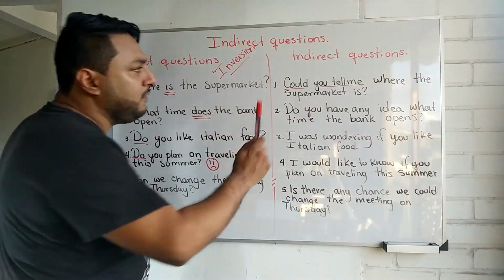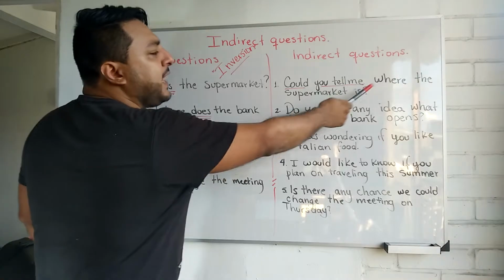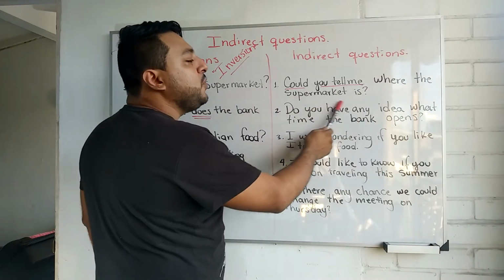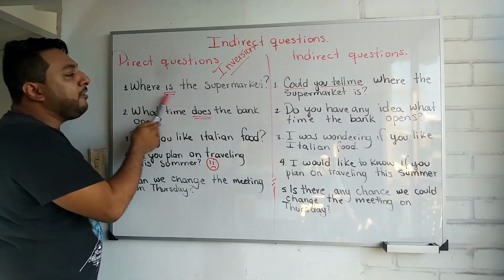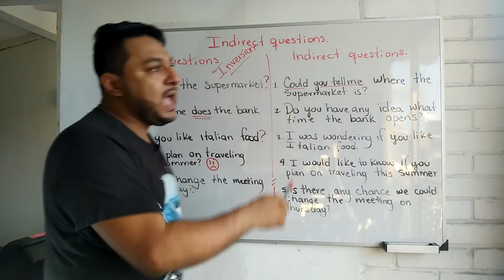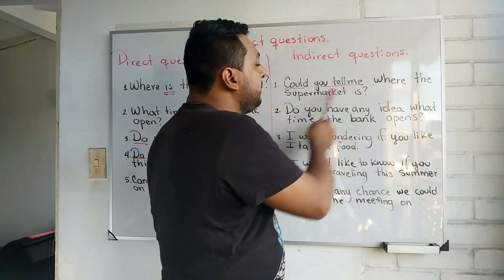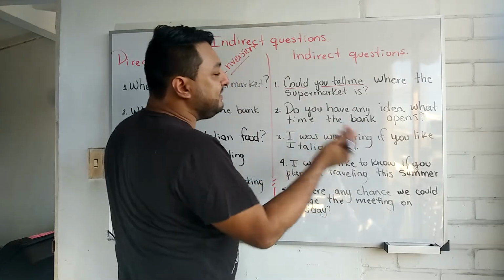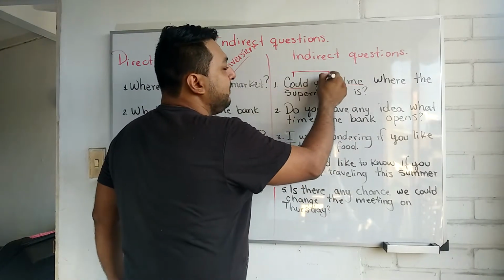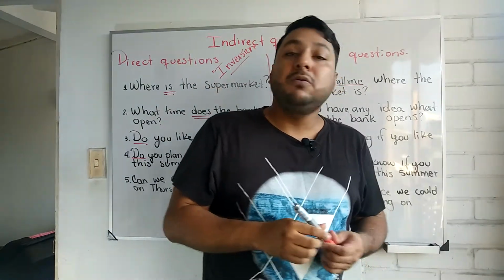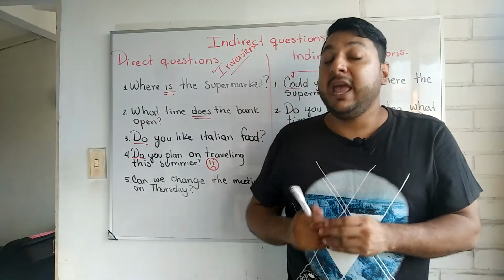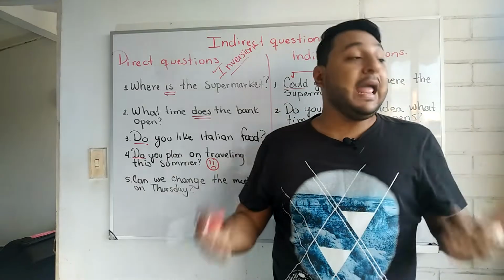Here we have the first example. Could you tell me where the supermarket is? The original sentence: where is the supermarket? Now, where the supermarket is. Look at that, in this sentence, we have the inversion right here. Could you tell me? And now your sentence is more polite.